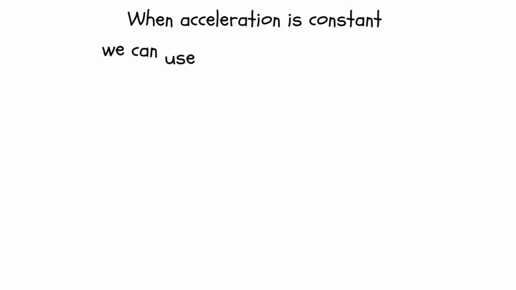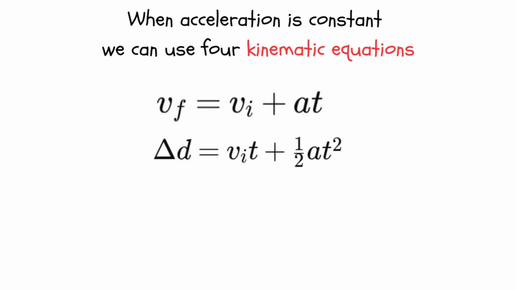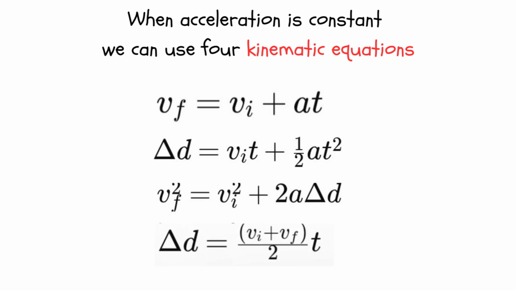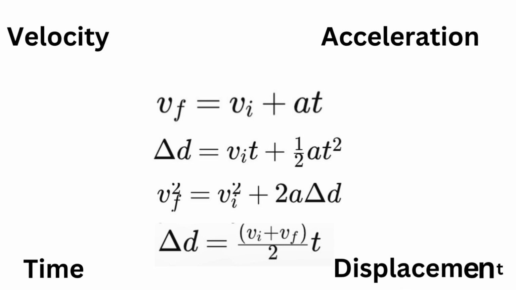When acceleration is constant, we can use 4 kinematic equations to solve motion problems. V final equals V initial plus acceleration times time. Displacement equals initial velocity times time plus 1/2 acceleration times time squared. V final squared equals V initial squared plus 2 times acceleration times displacement. Displacement equals the average of the initial and final velocities multiplied by time. These equations connect velocity, acceleration, time, and displacement, and you'll use them a lot throughout physics.